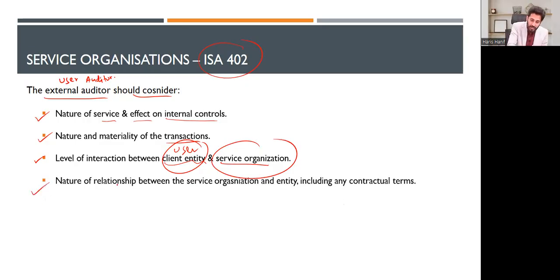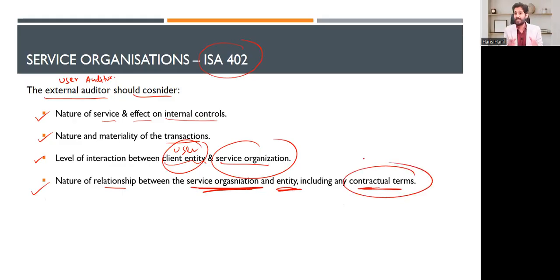You should consider the nature of the relationship between the service organization and the entity, including any contractual terms: whether it is a one-off assignment, or permanently outsourced, like a contract of 2 years, or only for a month, or only for a quarter, whatever. So you should analyze these things as well.